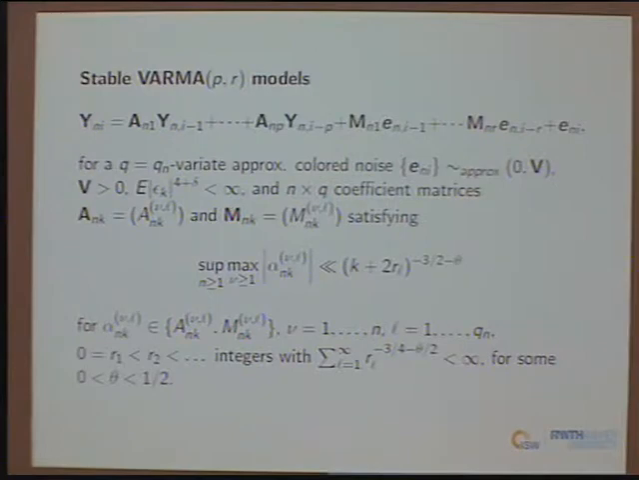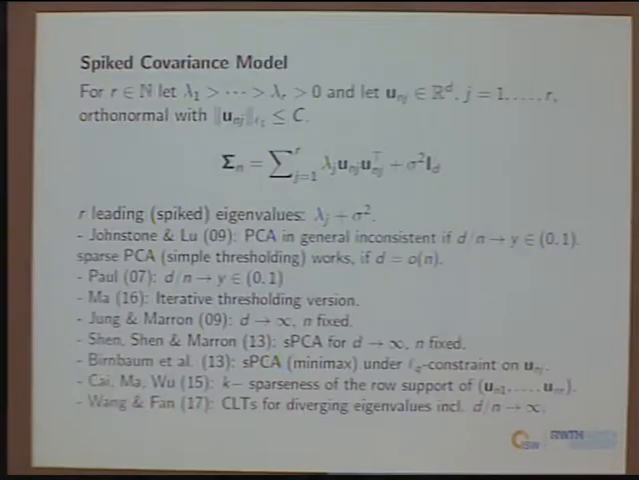Where the noise, the multivariate innovations, are allowed to be colored approximately. And the weighting matrices of the Warmer model have to satisfy a weak decay condition. And here some constants arise for the technical construction, which need to satisfy a weak summability condition in order to get the results. And another model which is quite popular in high-dimensional statistics is the spike covariance model.